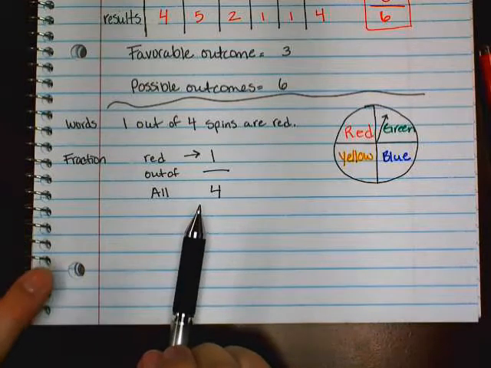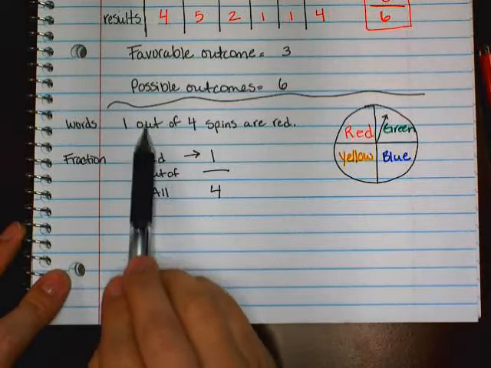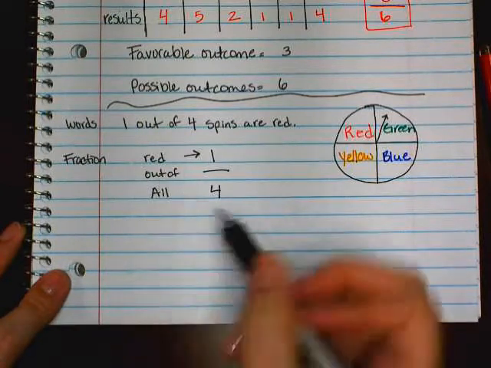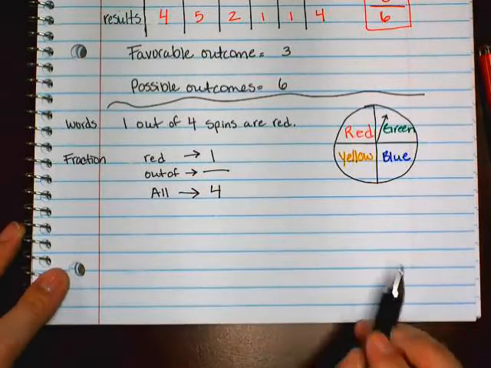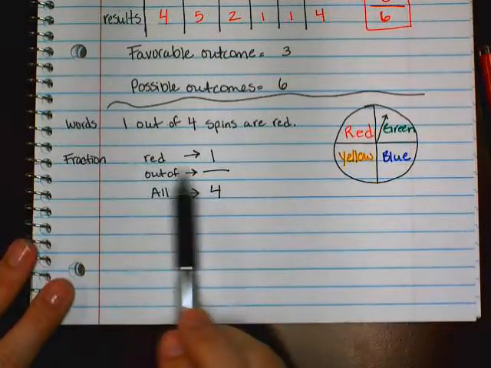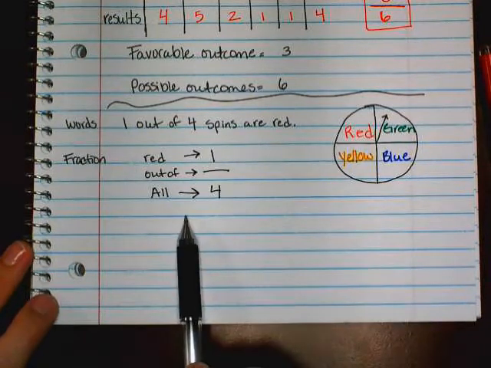6 out of 12 would be 6 over 12. That out of is very important. So just know that that is how you write that as a fraction. Okay? The red would be on top. If it was blue, you would have still done 1.